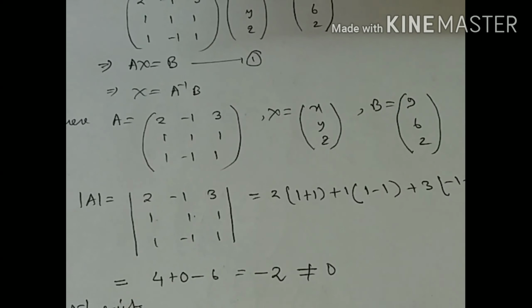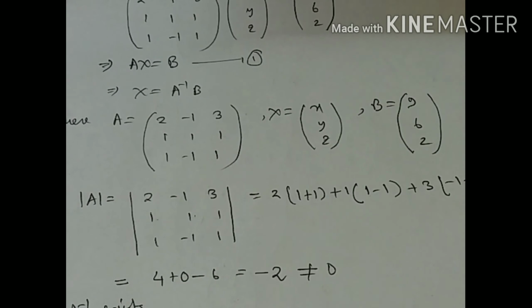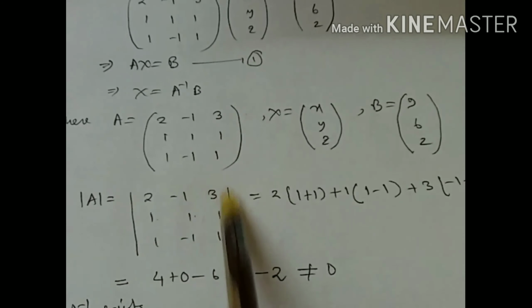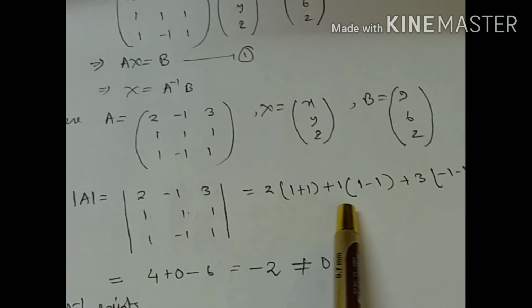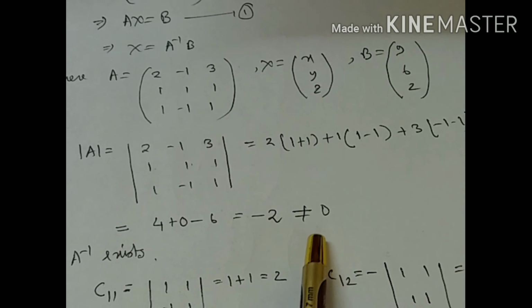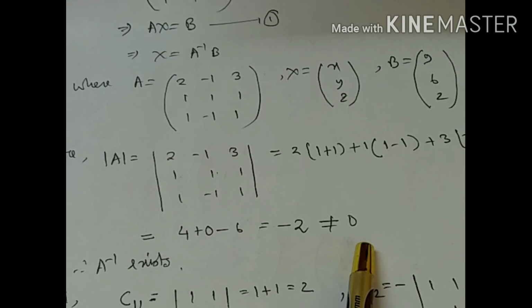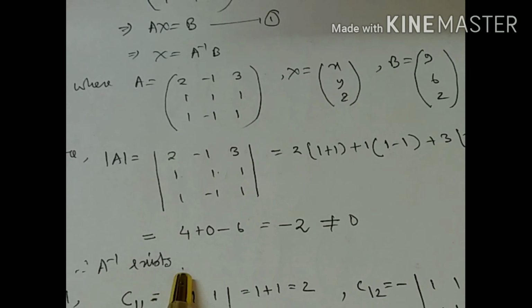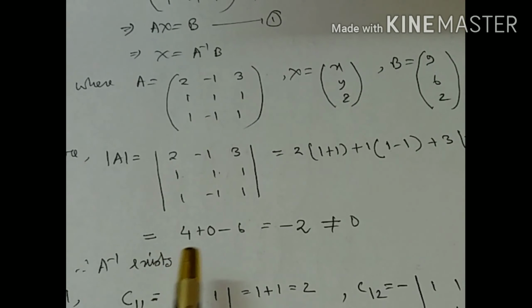First we have to see the determinant of A. So determinant of A, just replace the matrix sign by determinant, a 3 by 3 determinant, and expanding it, we will get minus 2, which is not equal to 0. So if determinant of A is not equal to 0, then A inverse always exists. We have a theorem: the necessary and sufficient condition for the existence of an inverse of a matrix is that the determinant of that matrix is not equal to 0.